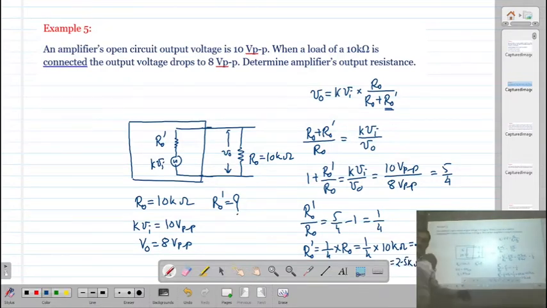This is one of the methods. Remember, if you know the formula, then you can calculate the output resistance. Otherwise, you can apply Ohm's law or Kirchhoff's law. Then directly also you can calculate the output resistance. That also I will discuss here.